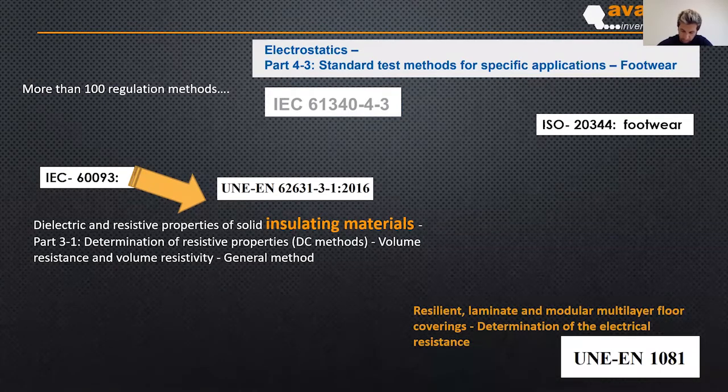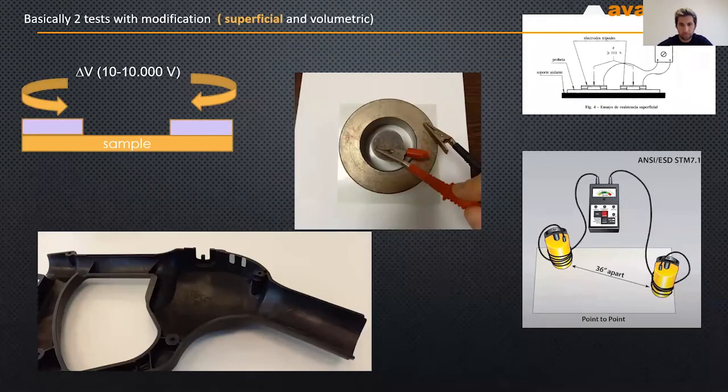Another important point is that people talk about superficial conductivity or volumetric resistivity. The idea is to see the difference. On this slide, we are going to talk about superficial resistivity, or superficial conductivity, which in the end is the opposite. To make this measurement, we have the sample here, and we are going to make the test on the same face, in the same layer of the material.